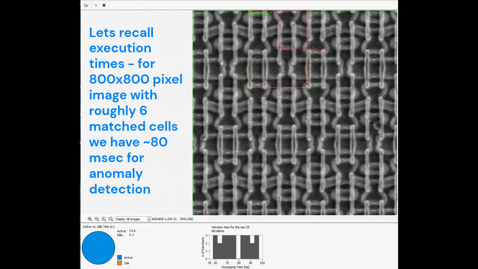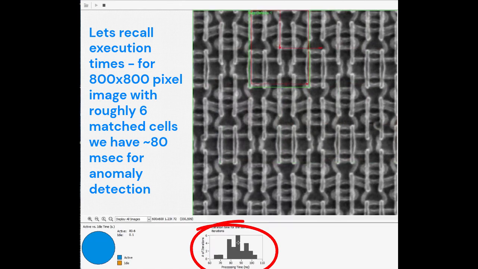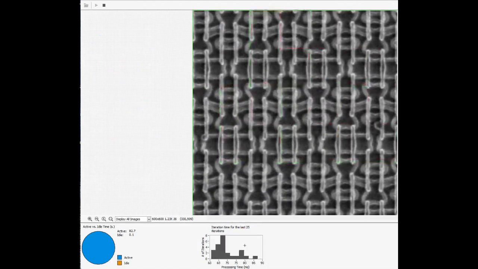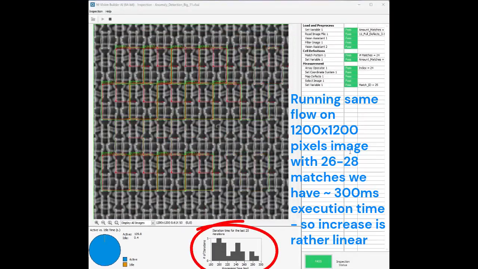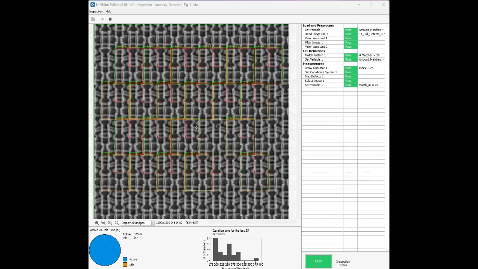Let's recall execution times. For an 800 by 800 pixel image with roughly 6 match cells, we have 80 milliseconds for anomaly detection. Running the same flow on a 1200 by 1200 pixel image with 26 to 28 matches, we have 300 milliseconds execution time. So the increase is rather linear.